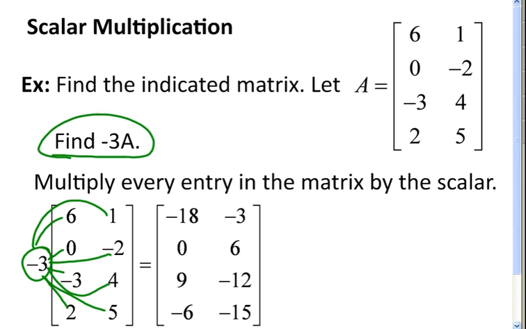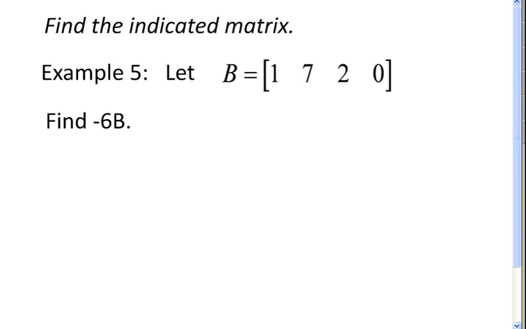And then our resulting matrix, if we have a scalar on the outside, results in the same size matrix. Find the indicated matrix. So we have B is equal to 1, 7, 2, 0. It's a 1 by 4, just so you get some practice. It's a 1 by 4.